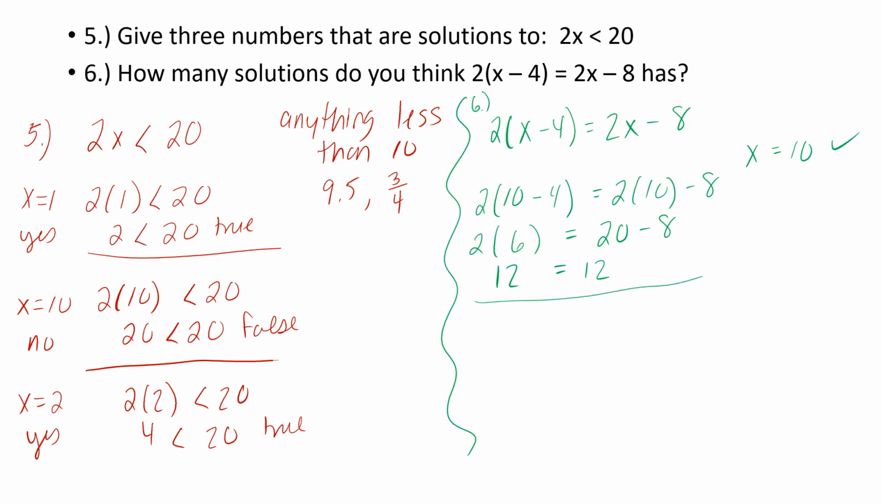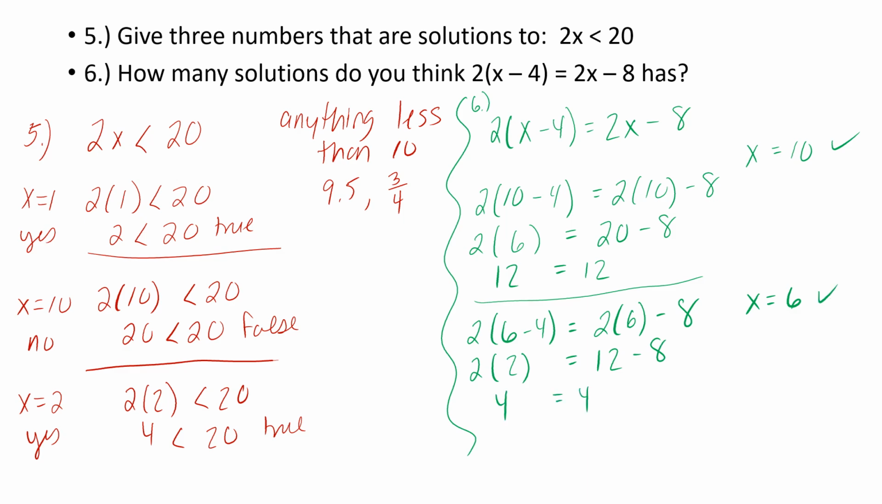And then you might play around with this again, and I don't know what we want to pick this time. Let's do x is equal to 6. So we'll do 6 minus 4 equals 2 times 6 minus 8. 6 minus 4 is 2. 2 times 6 is 12. 2 times 2 is 4. And 12 minus 8 is 4. And so that also works.